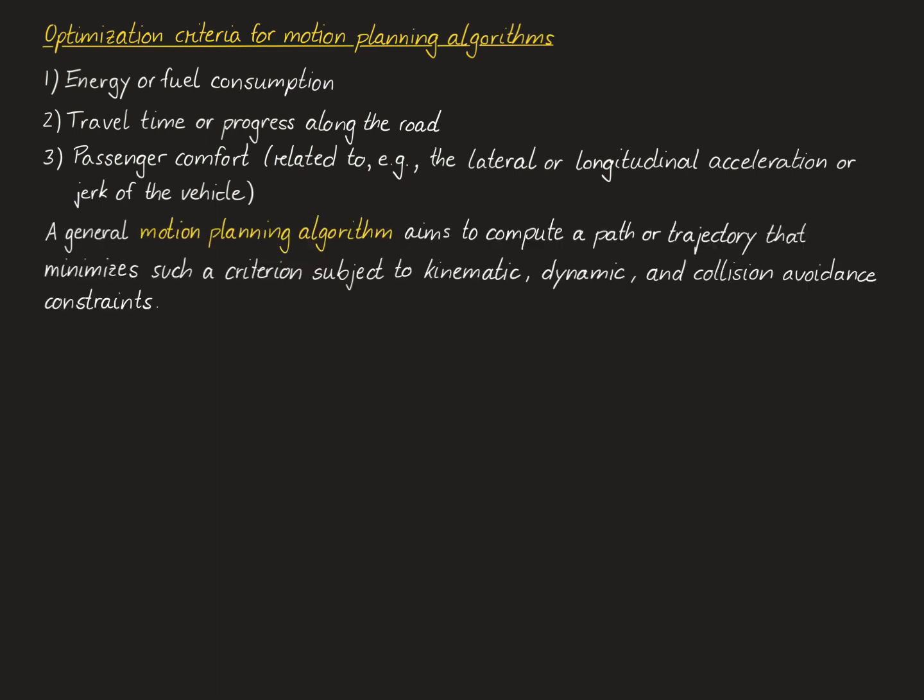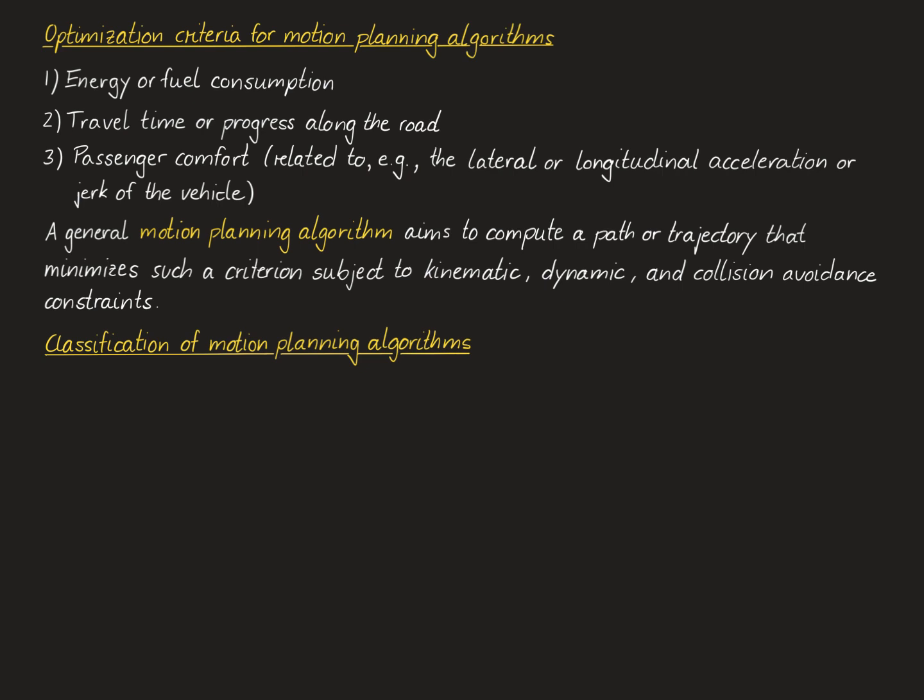So, in summary, a general motion planning algorithm aims to compute a path or trajectory that optimizes one of these 3 criteria, or a combination of these criteria, or maybe even a different criterion, subject to a bunch of constraints including the kinematic constraints of the vehicle, the dynamic constraints, and obstacle avoidance. Now, let's continue with a rough classification of motion planning algorithms, which is particularly important since it's impossible to give an exhaustive list of algorithms, and especially it's impossible to do that as part of this course.